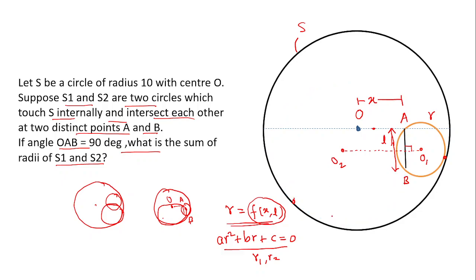So what will be the sum of the roots? We have to find r1 plus r2, as the question is asking for the sum of the radii of S1 and S2. What is the formula for the sum of the roots of a quadratic equation? It is simple, minus b upon a. So now our strategy is pretty clear. We will develop a quadratic equation of radius r in terms of x and L, and finally we will just find the coefficient ratio and our answer will easily come. Let us see in a clear diagram now.